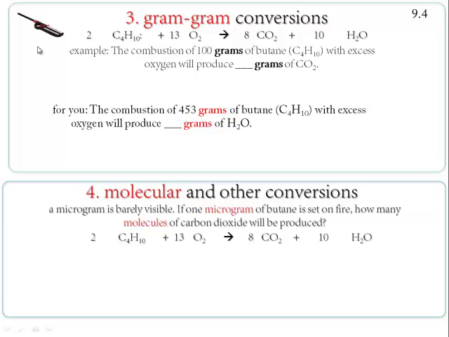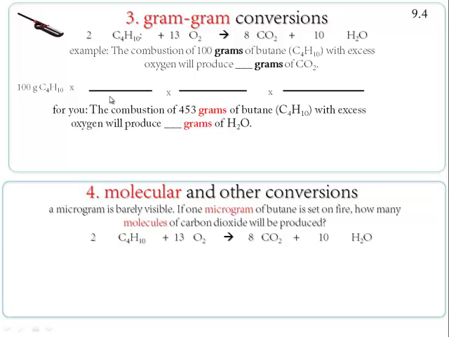The first problem says if you're burning 100 grams of butane and you got plenty of oxygen, how many grams of carbon dioxide will it produce? Okay, we start with the 100 grams of butane and recognize that since it's gram to gram, it's 3 steps. The excess oxygen tells us we don't have to worry about the oxygen because there's plenty. It plays no role in the mathematical part of the solution. So here's what we're going to do. I'll say it first and then I will show it to you next.